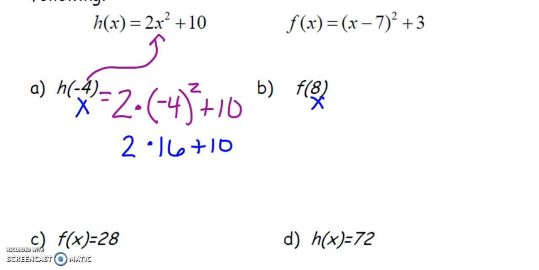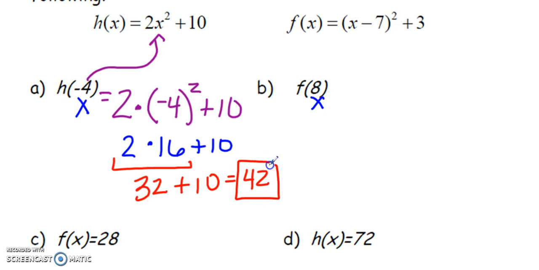Now I'm going to do multiply before the addition. So I'm going to do 2 times 16, which is 32, plus 10 more, which is a total of 42.